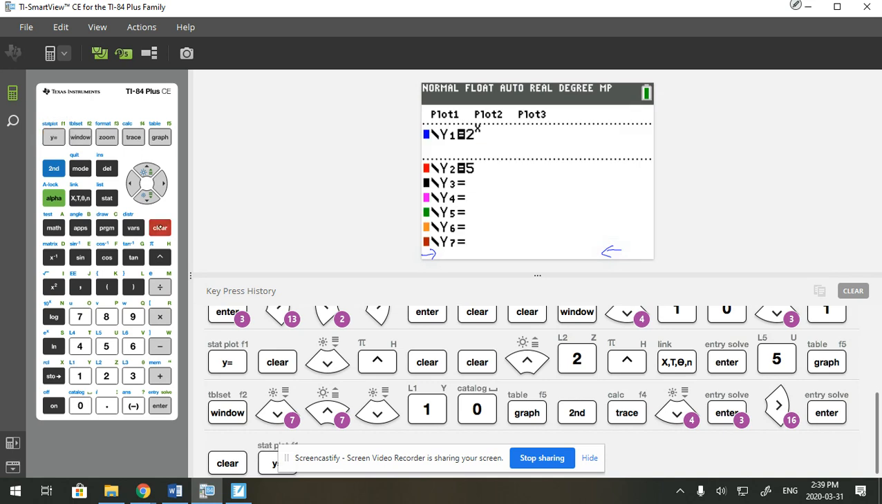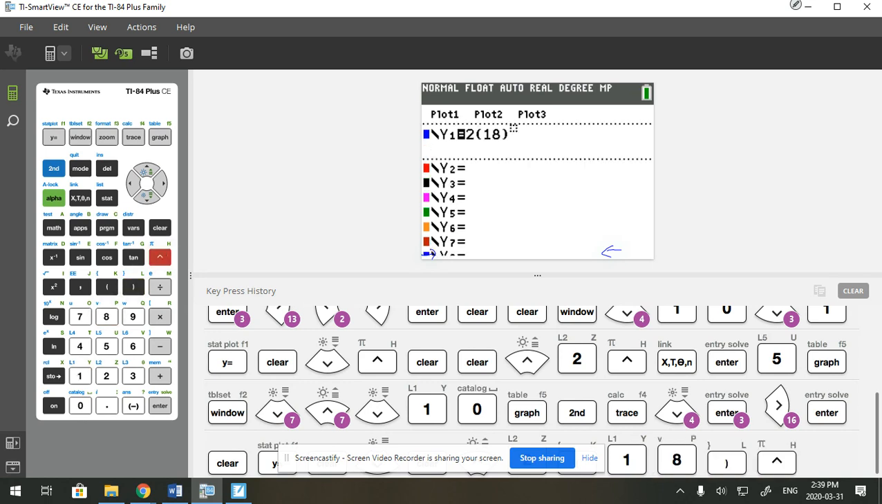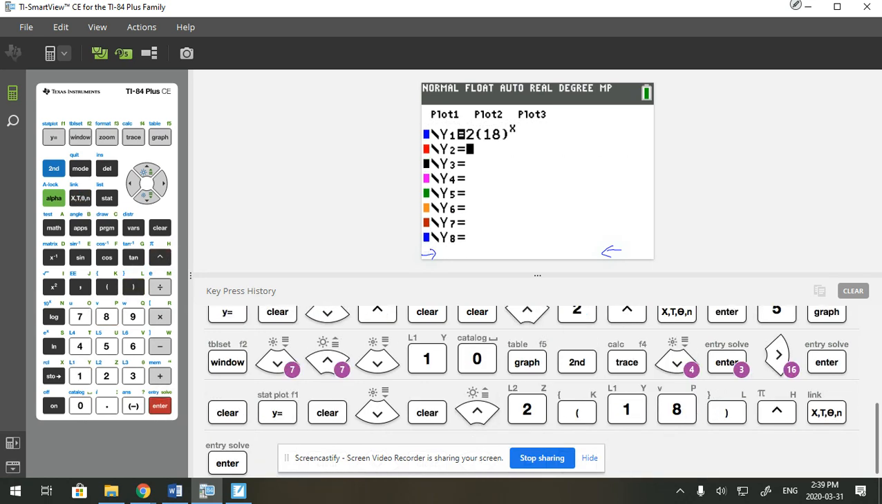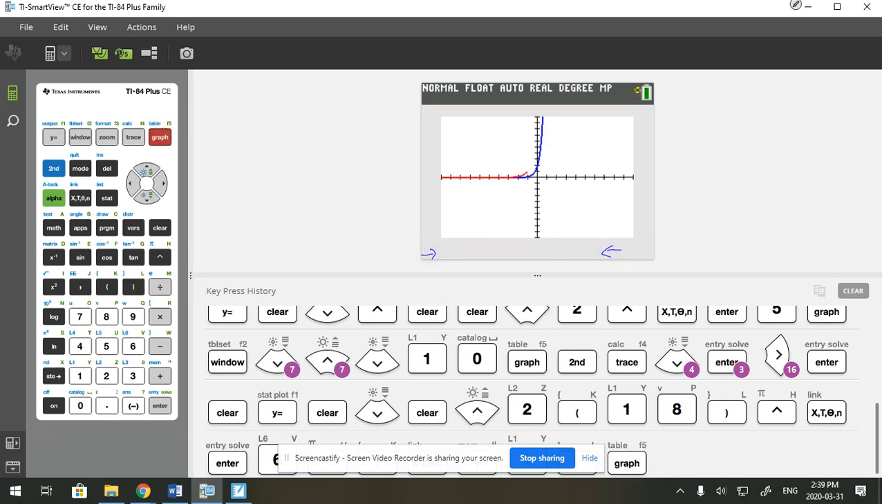Okay, clear that off. So the first one here was 2, and then in brackets 18 to the x. And the next one is 6 to the exponent x plus 1. Don't forget, some of you might have to put brackets in. I'll just show that for now, depending on the version of your calculator. If you have an older version, you might have to type in your exponent this way. We're going to graph it.